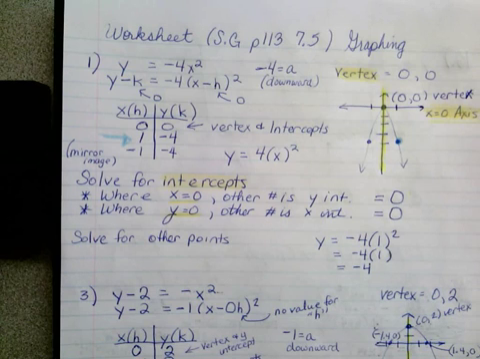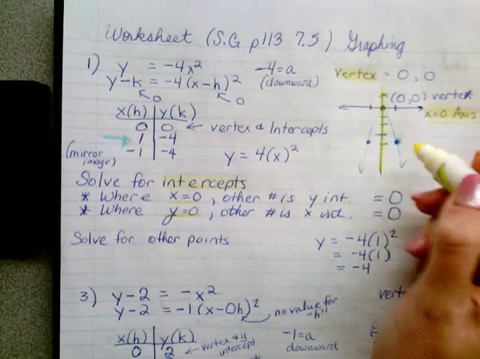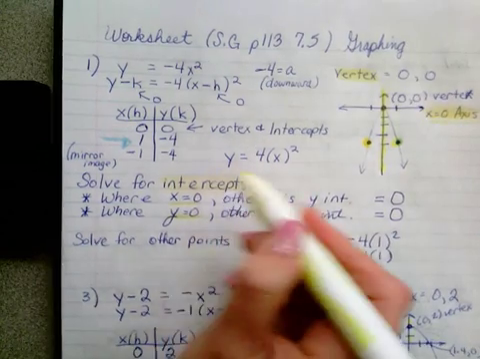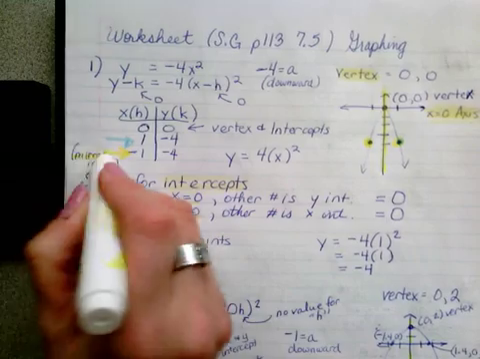Knowing how parabolas work, I also found the mirror image. The mirror image of 1, negative 4 is the one that's on the other side of the axis, which happens to be that.